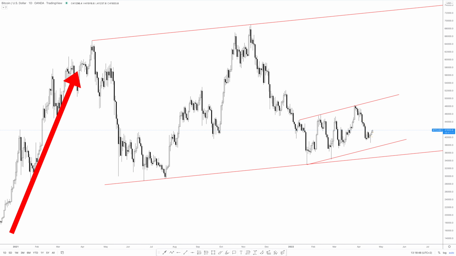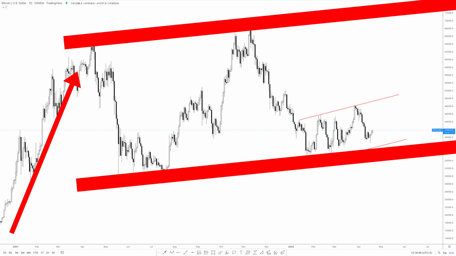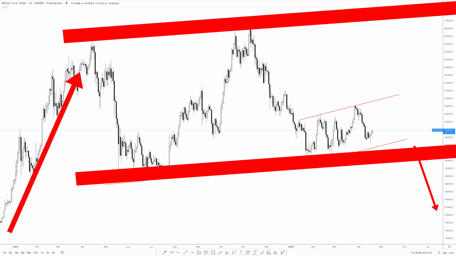I will not go deep into how these patterns move, but often ascending channels impulse out to the downside. So if we look here at the daily chart, we see that we have just that, an impulse coming from below with an ascending channel. So we expect the price to impulse out from this channel to the downside.